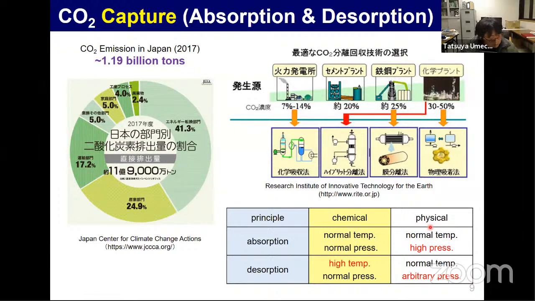The physical absorption of carbon dioxide into the absorber is performed under high pressure conditions. The pressure operation is a bad point in the capture process, but a good point in the release process. Carbon dioxide can be easily released from the absorber by reducing the pressure.